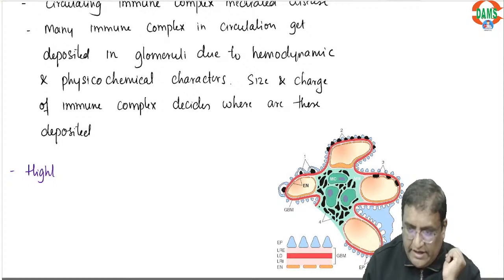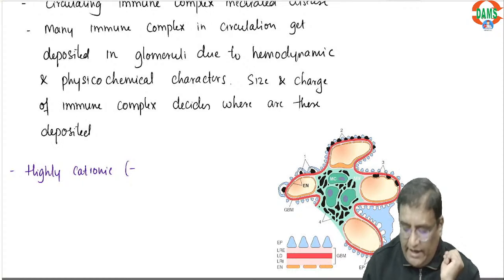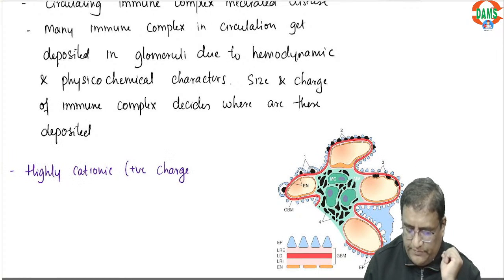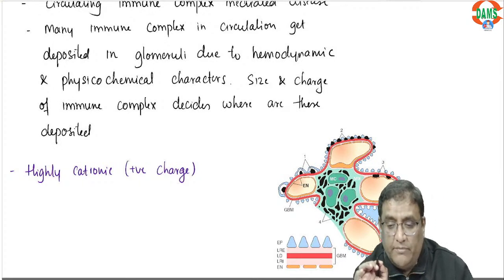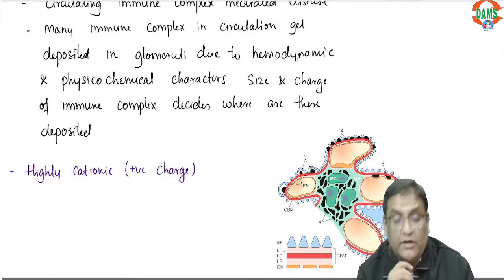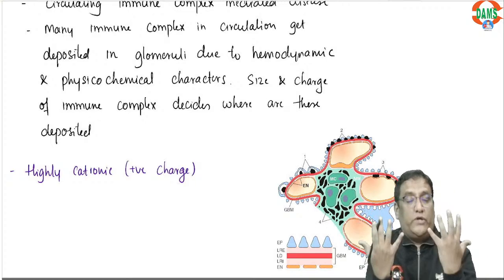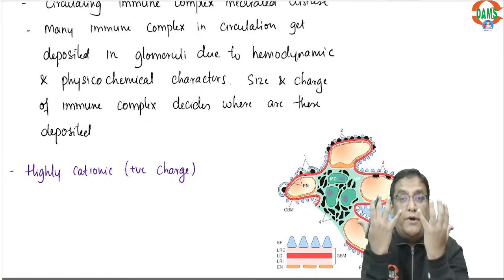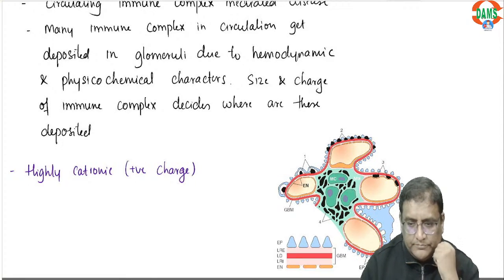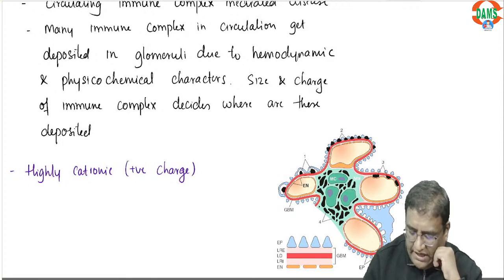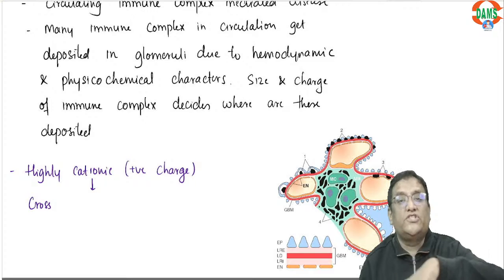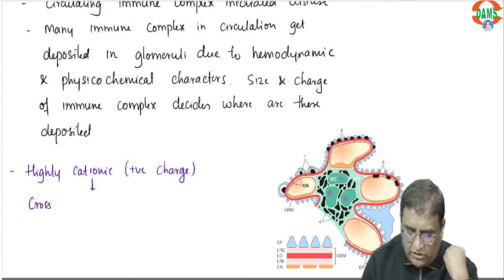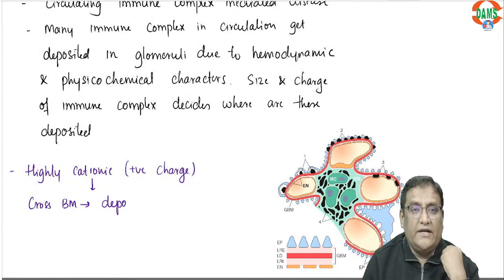Let me talk about highly cationic ones. Cationic means positively charged. So if cationic are positively charged, what is the charge of the filtration barrier? The filtration barrier will be negatively charged, predominantly because of filtration slit proteins, as I told you. So highly cationic, positively charged complexes will get attracted towards the filtration slit. They will cross the basement membrane and get deposited.